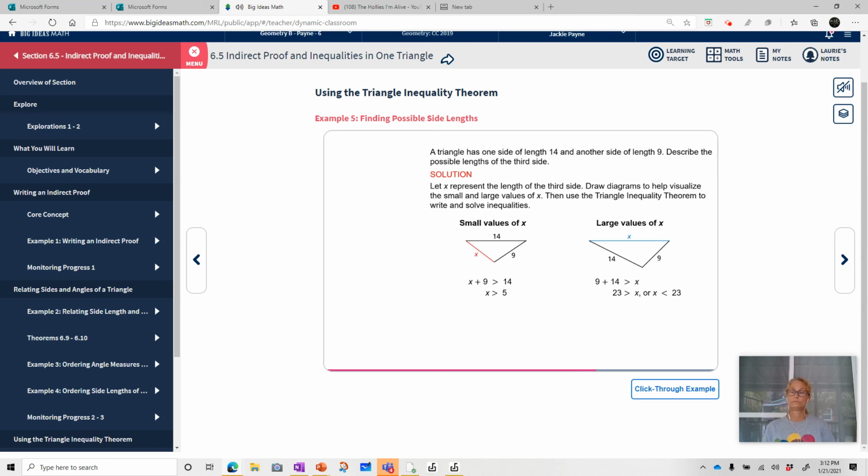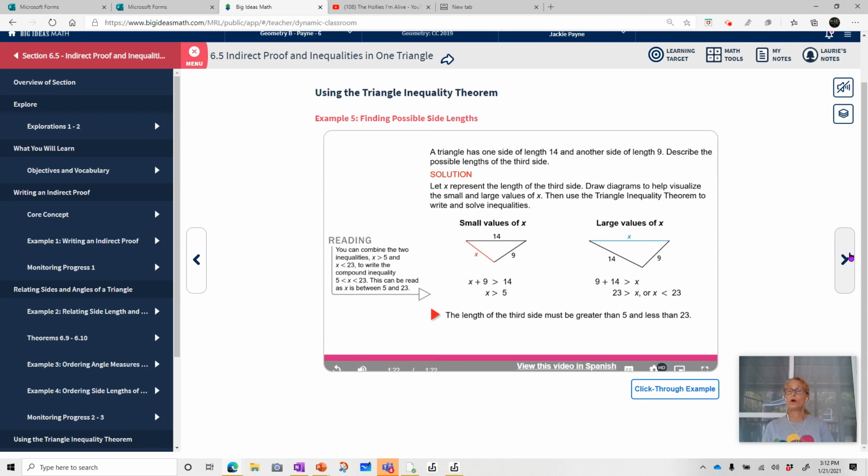You can combine the 2 inequalities, x is greater than 5 and x is less than 23, to write the compound inequality 5 is less than x, which is less than 23. This can also be read as x is between 5 and 23. The length of the third side of the triangle must be greater than 5 and less than 23. Again, that's it. You're just using that theorem to write an inequality.